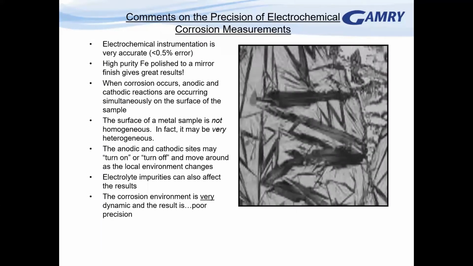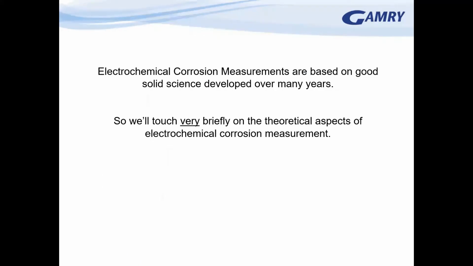The surface of the metal sample is highly heterogeneous with anodic and cathodic sites, and it's the interaction of these sites that leads to corrosion. The potentiostat itself is very accurate, so the accuracy and precision depend on the very dynamic system. So electrochemical corrosion measurements are based on good solid science developed over many years.